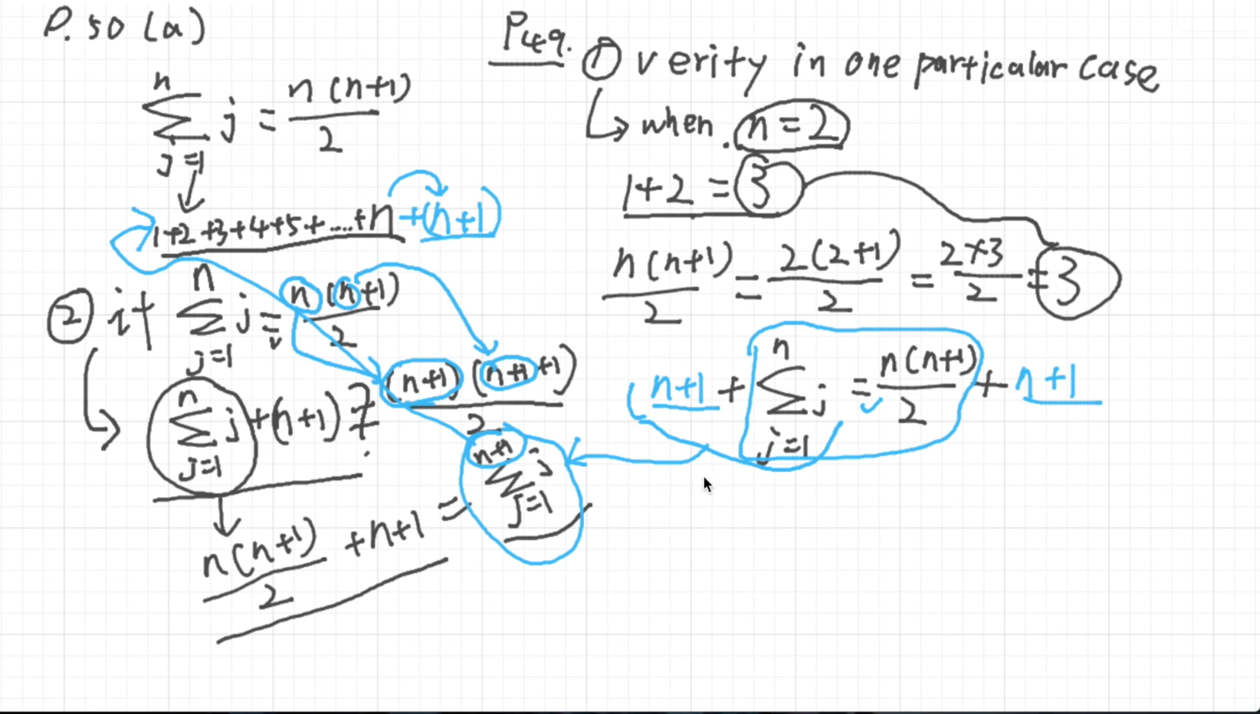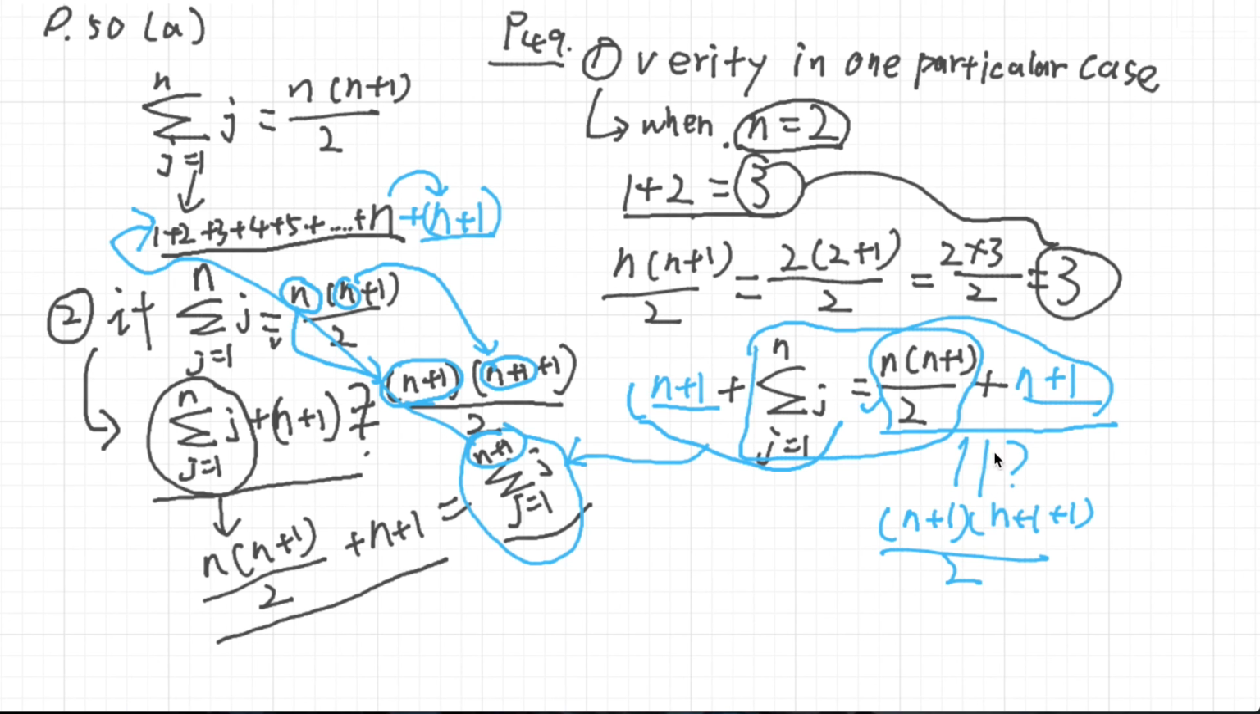And so what's left for us is trying to prove whether this thing is going to be equal to n plus 1 times n plus 1 plus 1 over 2. That's our goal. That's our job. And in this case, it is only going to take a couple of algebraic steps.